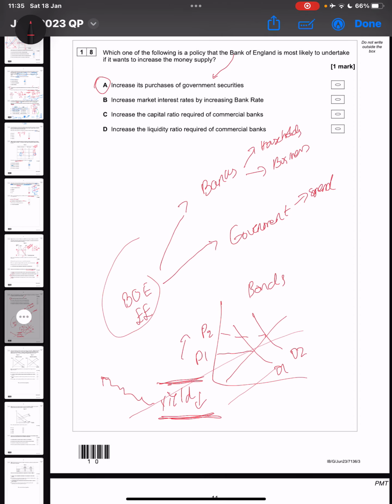I would go with this one as probably being it. Increase market interest rates. That would mean that people want to take out less money. Increase capital ratio. That means that the banks have to basically save more money. So don't think those are the answers.